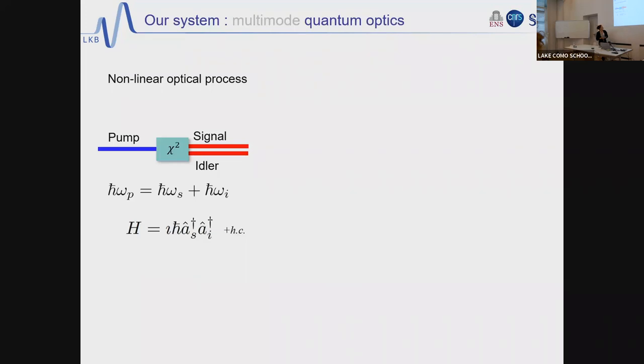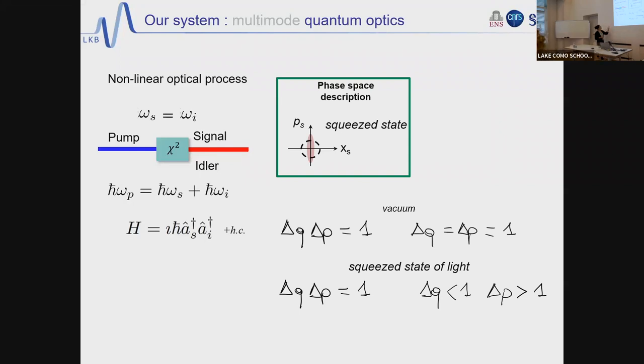And what we use in our system are nonlinear optical processes, so optical parametric down conversion. You have a pump field that is down converted to signal and idler fields. Here you have the Hamiltonian of the process, which is very well known. When you are in a degenerate condition, what you get is exactly the squeezed state, which, as Roberta was telling before, is the one in which you squeeze the noise of one quadrature while increasing the noise of the other, maintaining the minimum uncertainty in the sense of the product of the two.